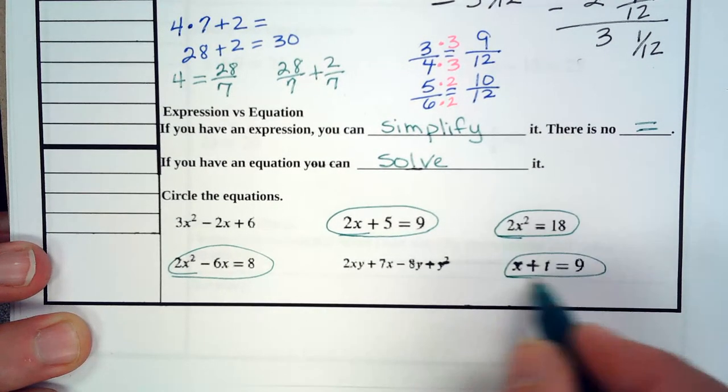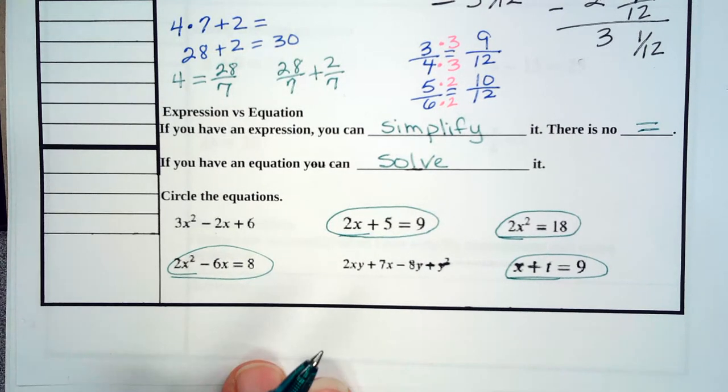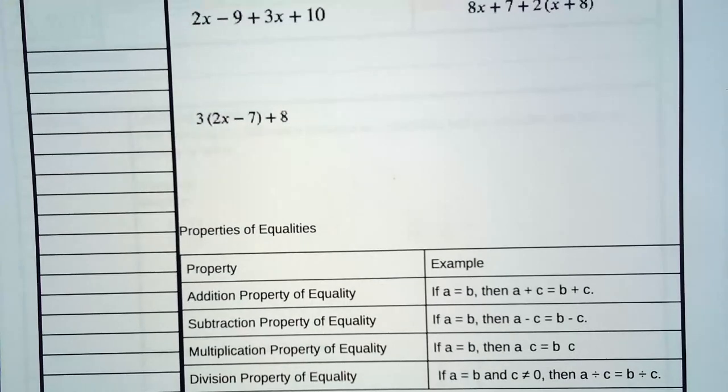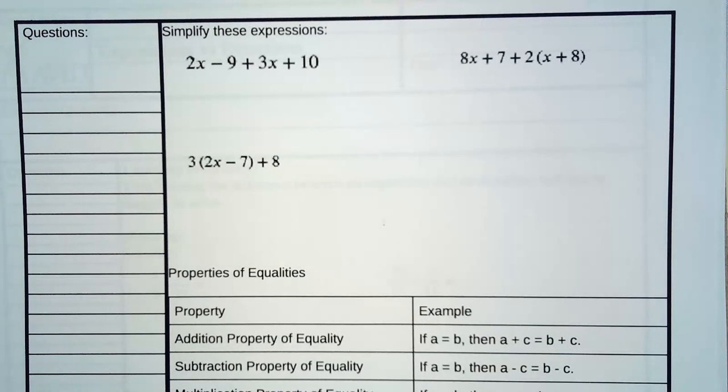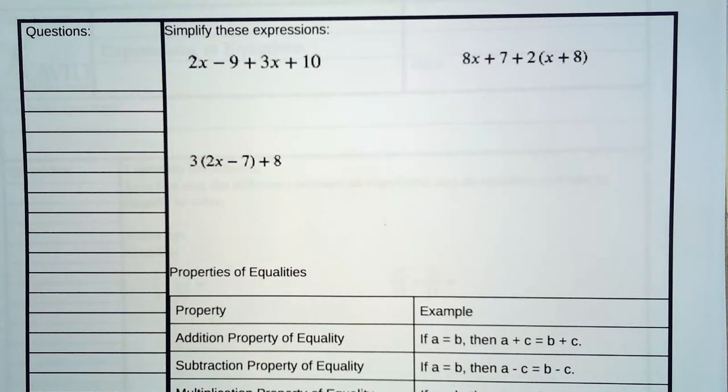There they are. These are expressions because there is no equal sign. Okay, to simplify expressions, we are combining like terms. That means anything that has an x in it can be combined.